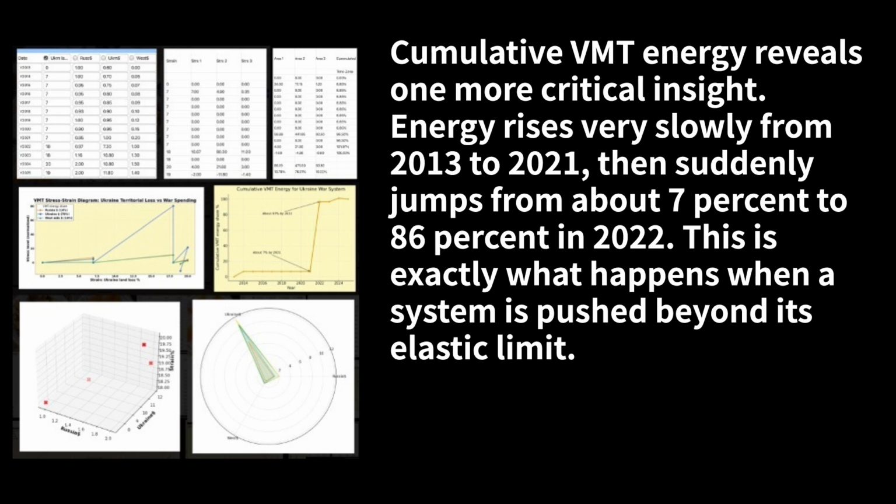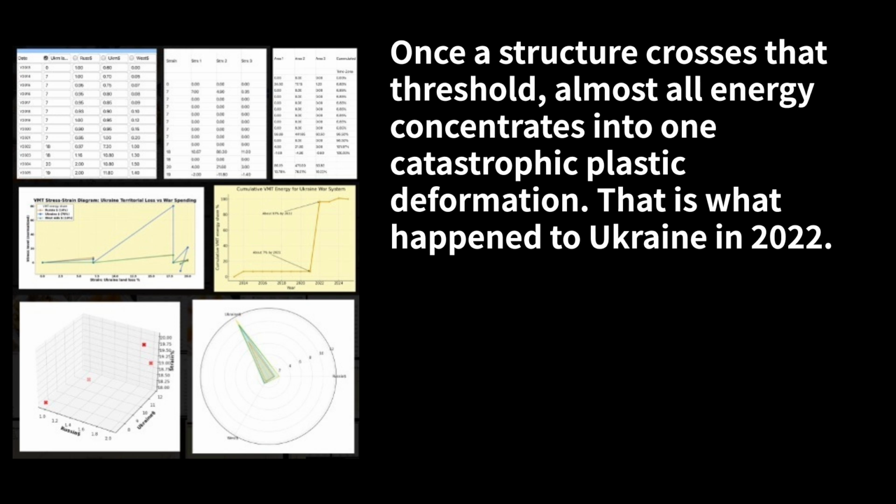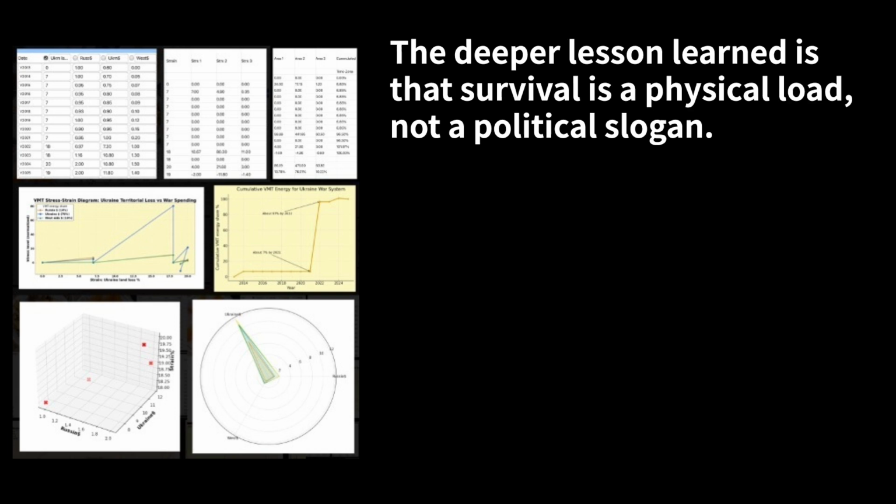Cumulative VMT energy reveals one more critical insight. Energy rises very slowly from 2013 to 2021, then suddenly jumps from about 7% to 86% in 2022. This is exactly what happens when a system is pushed beyond its elastic limit. Once a structure crosses that threshold, almost all energy concentrates into one catastrophic plastic deformation. That is what happened to Ukraine in 2022. The deeper lesson learned is that survival is a physical load, not a political slogan.